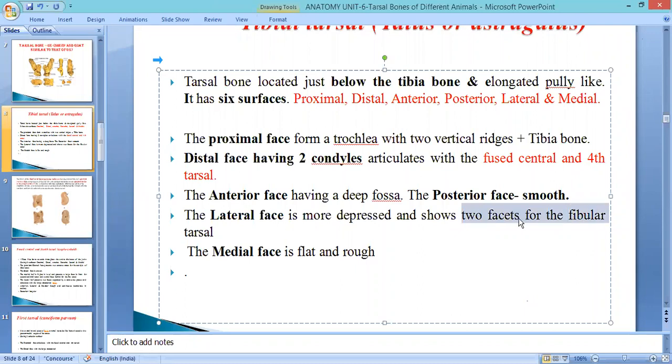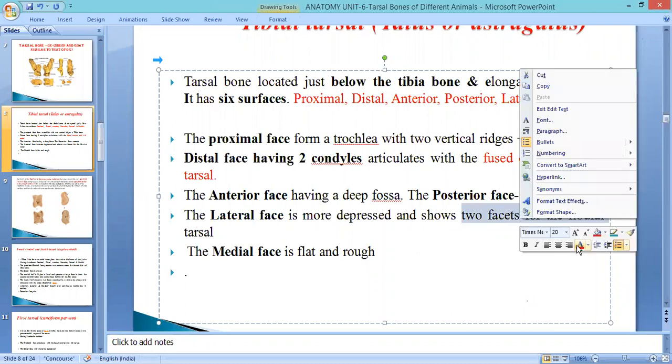And last is the medial surface. The medial surface is also flat and rough.